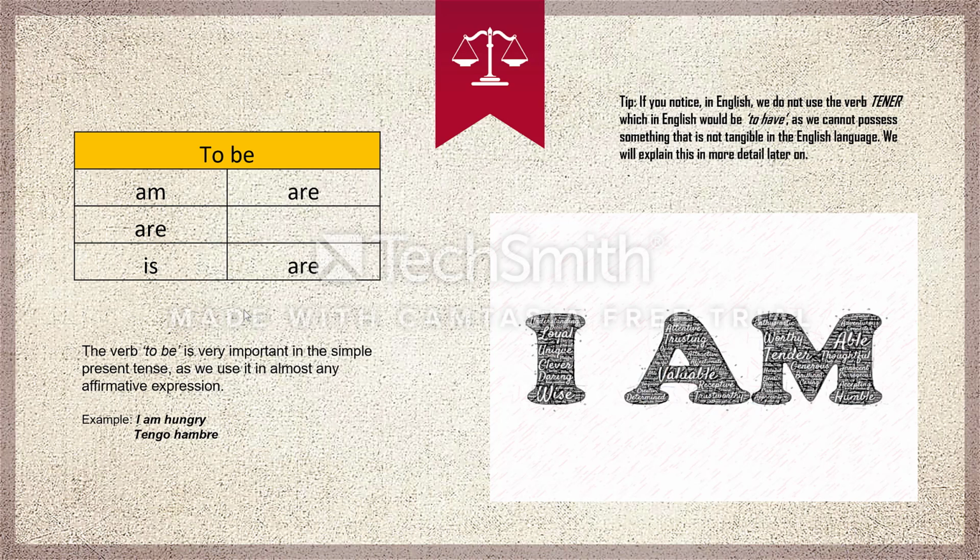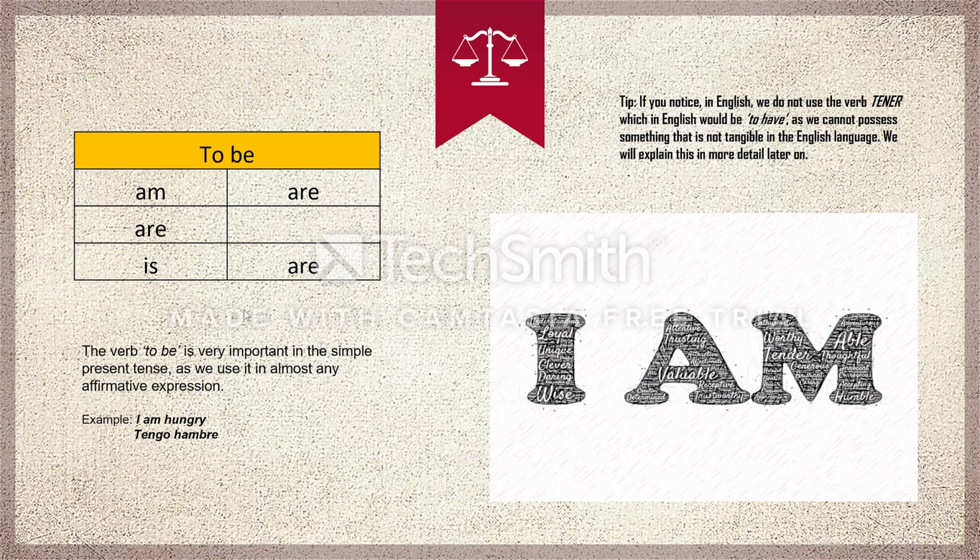We can see in the first example down in the bottom left corner, I would say in English, I am hungry, which would translate to tengo hambre. Now, this is something extremely important in the tip. If you look and notice at the top right corner, it reads, if you notice, in English we do not use the verb tener, which in English would be to have, as we cannot possess something that is not tangible in the English language. We will explain this in more detail later on.